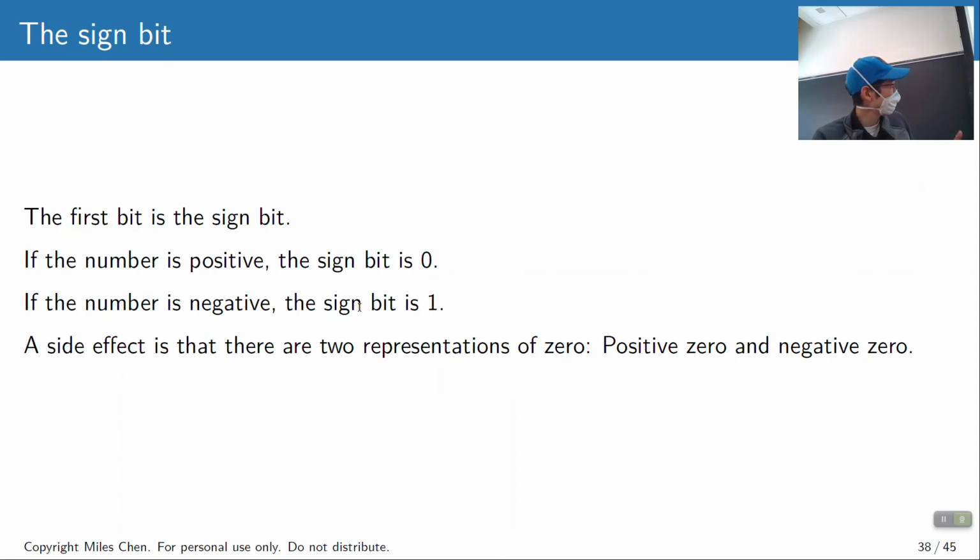For the sign, if it's 0, it's positive, and if it's 1, it's negative. I think that's pretty straightforward. So technically there are 2 representations of 0. You have a positive 0 and a negative 0, but we won't worry about that.